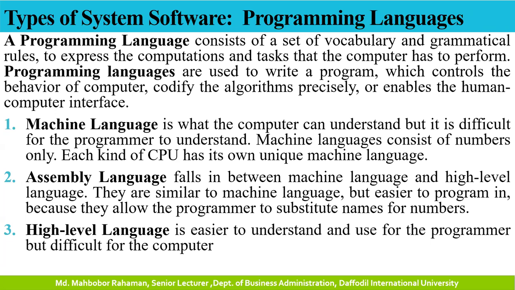Mainly, there are three main types of programming language: machine language, assembly language, and high-level language. Machine language is what the computer can understand, but it is difficult for the programmer to understand. Machine languages consist of numbers only. Each kind of CPU has its own unique machine language. On the other hand, assembly language falls in between machine and high-level language. It is similar to machine language but easier to program in because it allows programmers to substitute names for the numbers. On the other hand, high-level language is easier for programmers to understand and use but difficult for the computer.